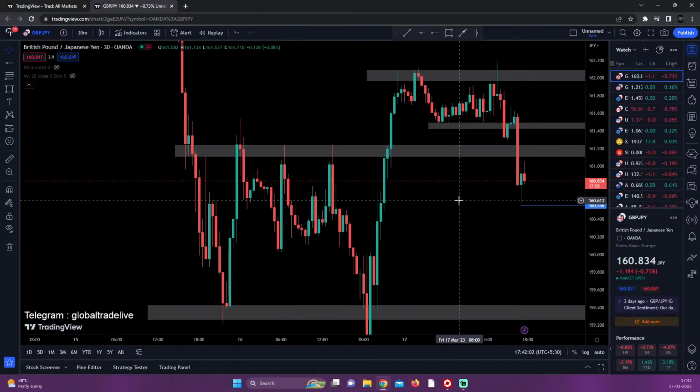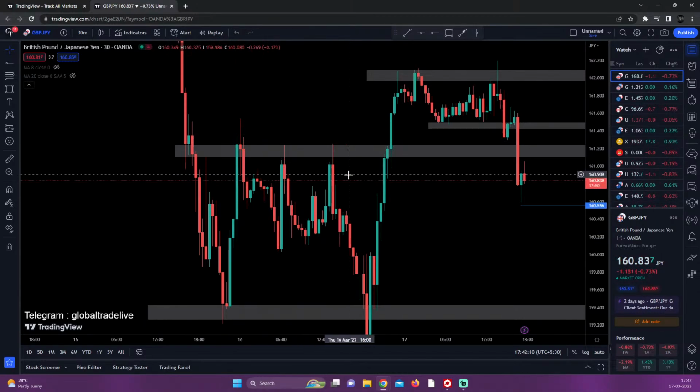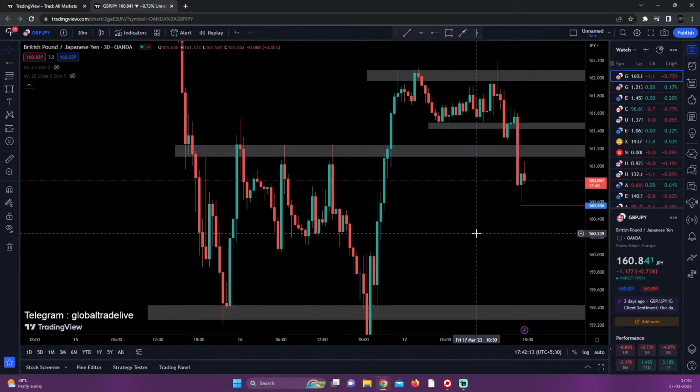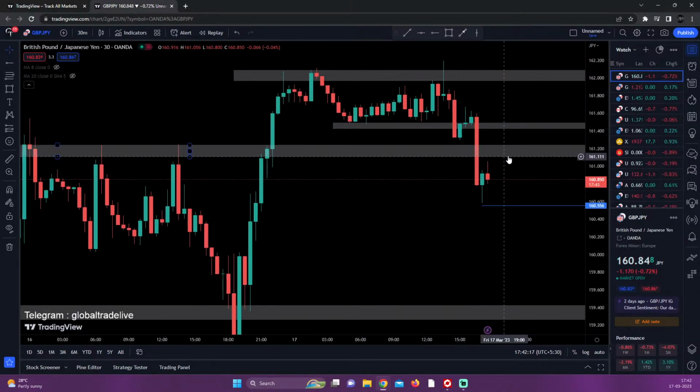Because if we look at the previous structure over here, the market created a resistance, then fell down, created a resistance, then fell down, and again it's doing the same. But each and every resistance has been created nearby this area of resistance, you can say. Right now, the current market structure is below this area over here.